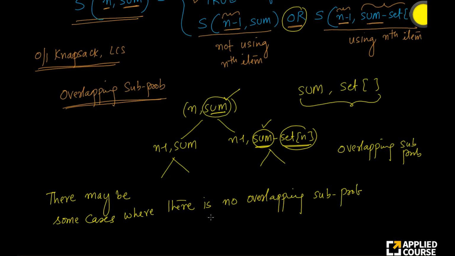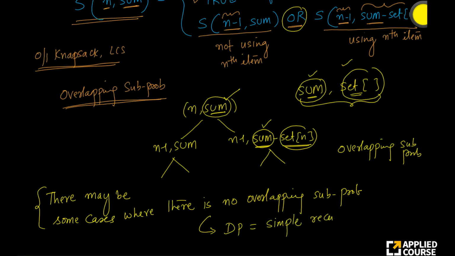In such a case, what happens to DP? This is a very important question, because this dynamic programming depends on the numerical value of sum and the values that are given in my set. If somebody has chosen these in such a way that there is no overlapping subproblem, they chose these very smartly, then what happens to DP? Then DP will become equal to simple recursion. That's all there is.